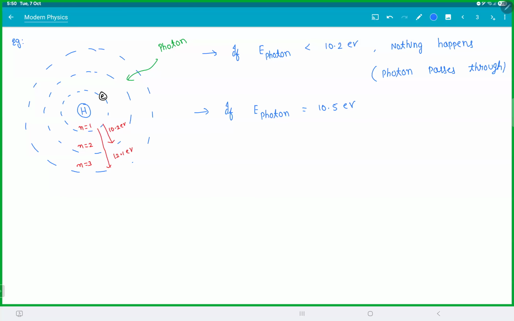That is not going to happen. Again, nothing happens. The photon just passes through. So it's like a limitation from both the sides. A photon will say you take either everything or you don't take anything. And electron says I need only 10.2. So it doesn't work out. This is the reason whenever you shine white light onto a hydrogen sample, you will observe only certain wavelengths are missing. We call this thing absorption spectrum.